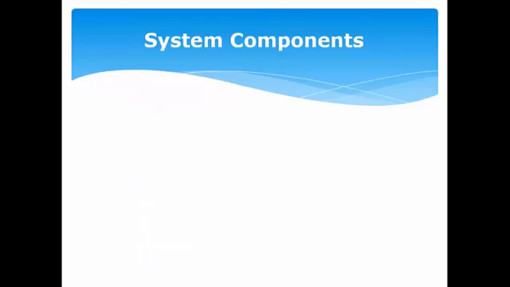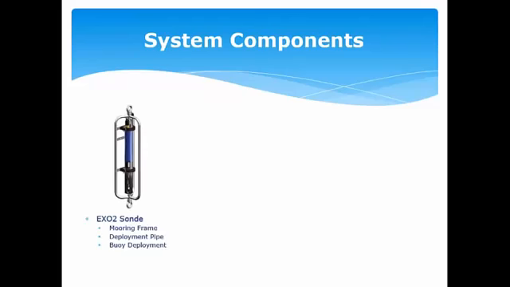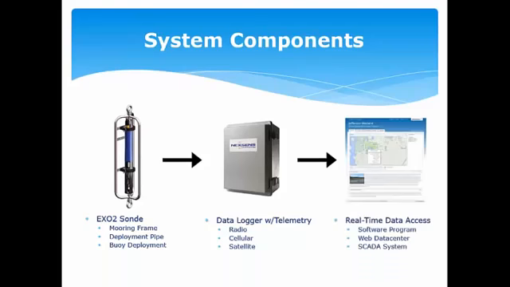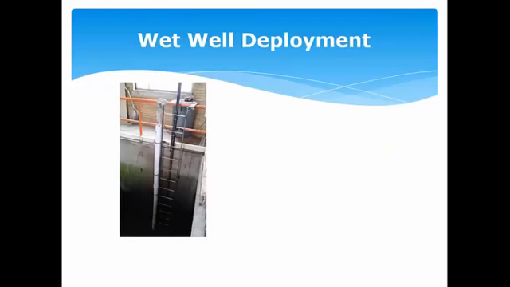So in this network, the system components, you have the XO2 sonde that can be on a mooring frame, deployed inside a deployment pipe, or attached to a data buoy. Next, you have the data logger with some sort of telemetry. That can be radio, that can be cellular, it can be satellites. You could also do a cabled connection to a PLC if you're working in a water plant. And then finally, the real-time access to the data, that can be through a software program, through a web data center, or through a SCADA system if you're just looking at the data internal to the plant.